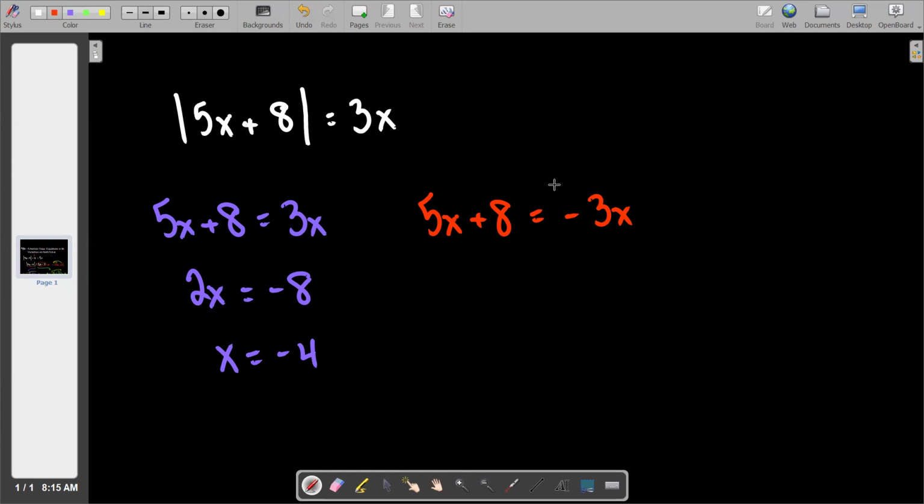On the red equation, I would add the 3x across, giving me 8x. I would subtract the 8 back across, giving me -8. And I would see that x maybe equals -1. You can see, if you were paying attention yesterday, why already we know both of these answers won't work.